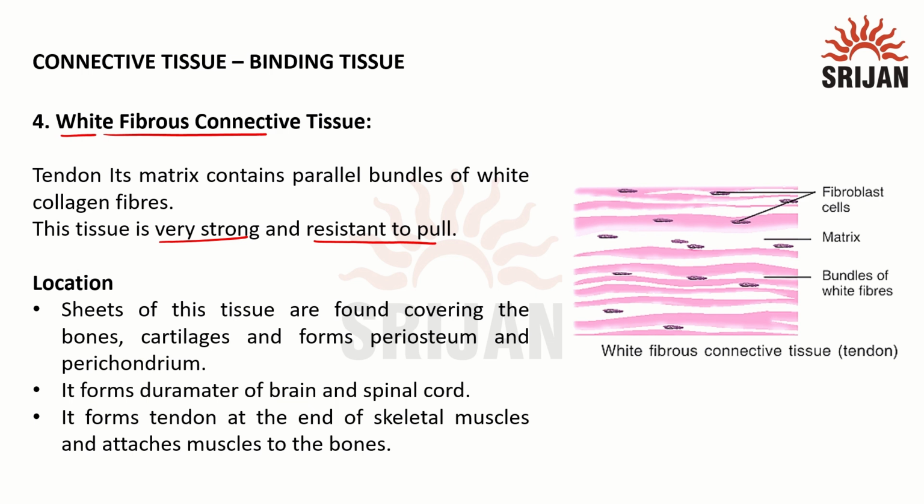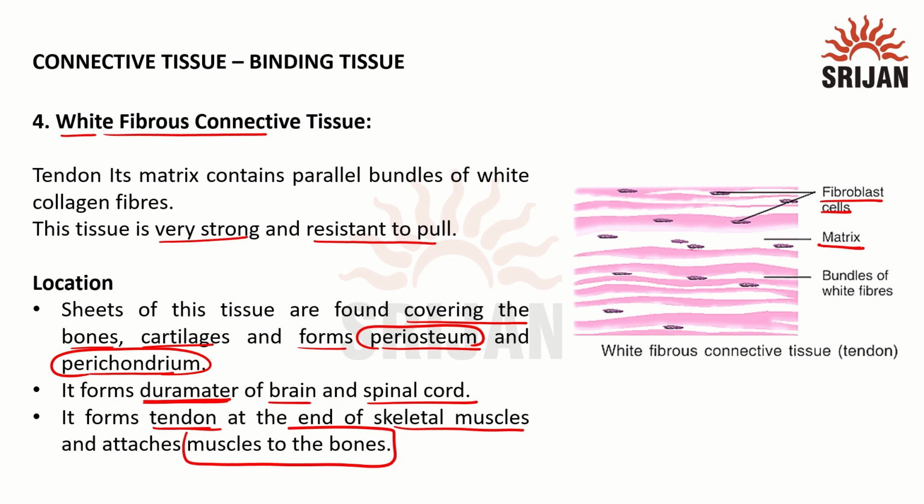They are less elastic compared to ligament, and they are found covering the bones and cartilage, and form the periosteum and perichondrium, that is the outermost covering of bone and cartilage respectively. Here we can see matrix is more and cells are very few. The main cell will be fibroblast, which secretes the white fibers. It forms the dura mater, or the outermost covering of the brain and spinal cord, which is tough, and it forms the tendon at the end of skeletal muscle, which helps in attaching muscle to a bone. I hope it is clear to you.